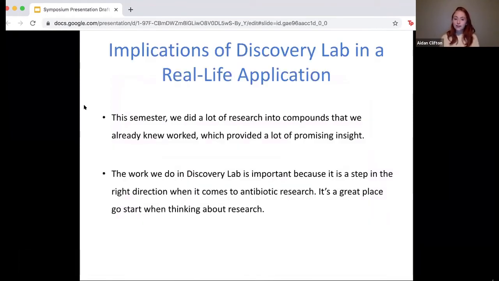Alrighty, so the reason why this class is so important, although we're not discovering new antibiotics that are being used, is because it's a step in the right direction and it's a great place to start when we're thinking about research. And especially with this semester, COVID was actually a good thing because we were able to test compounds that were already effective, and we went in depth with them, which was really cool and really fascinating. And there was a lot of promising results that we saw this semester.